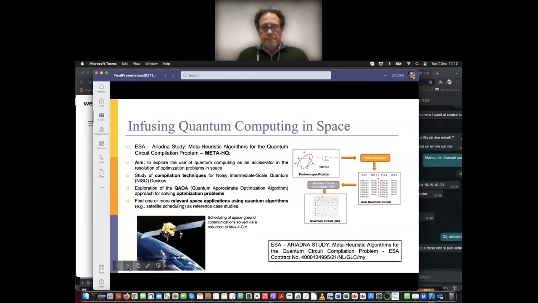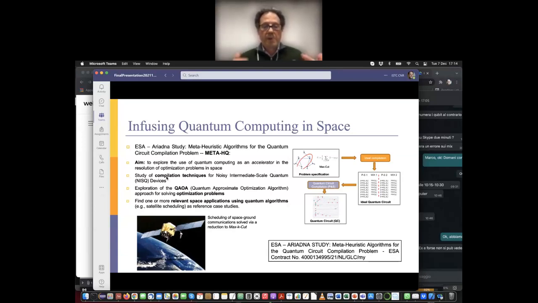Our study was about infusing, in some sense, quantum computing in space. The aim was to explore the use of quantum computing as an accelerator in the resolution of optimization problems in space. So the question is: is our quantum algorithm better than a classical algorithm on a classical computer? This was the frame where we reasoned. And what we did exactly.